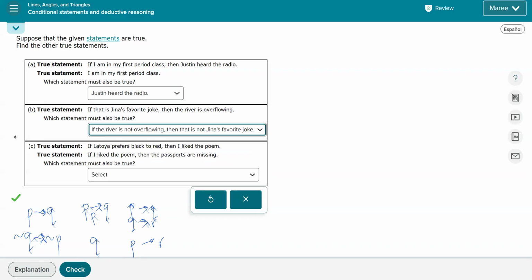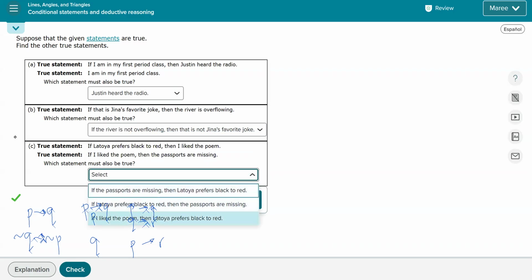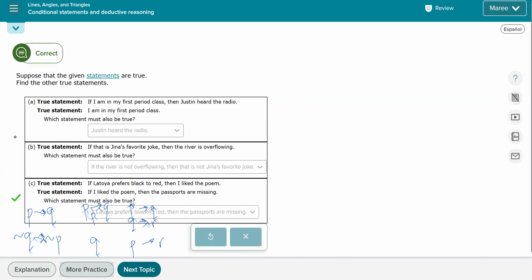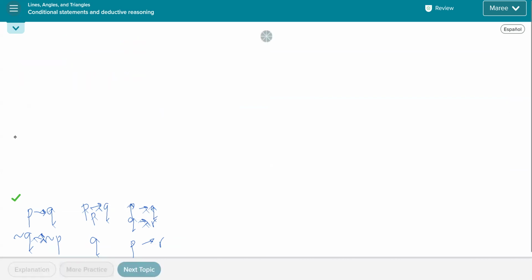And then here, if Latoya prefers black to red, then I like the poem. If I like the poem, then the passports are missing. This is like the last rule. So we put the beginning of the first and the ending of the last. What will also be true is, if Latoya prefers black to red, then the passports are missing. There we go. So they're giving us one of each of those rules.